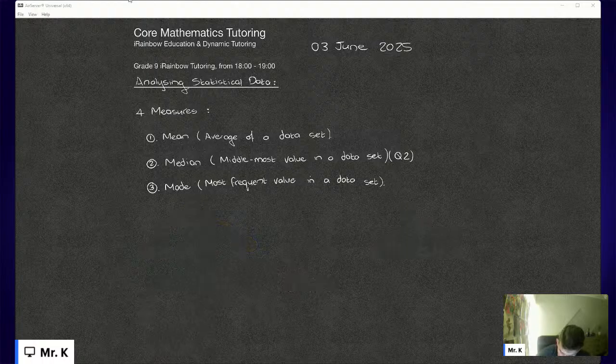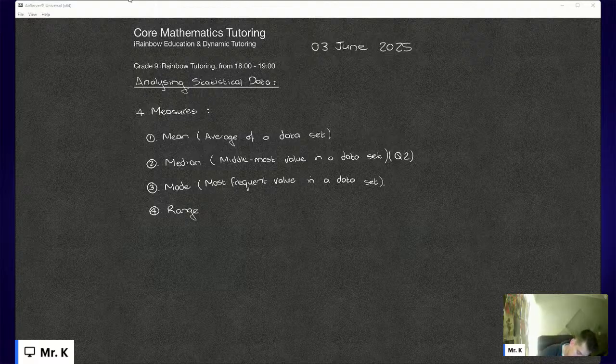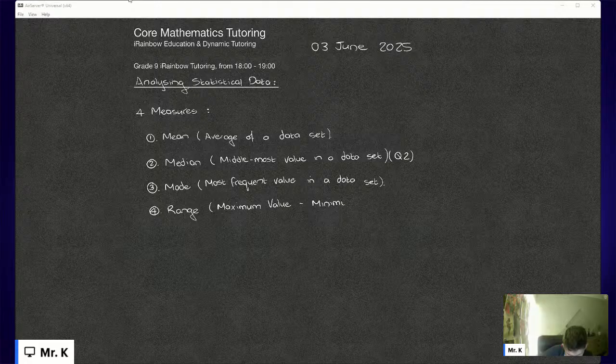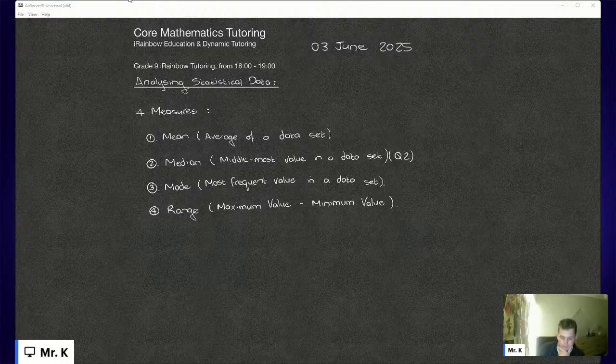And finally, the last sort of value that we want to make sure we are familiar with and capable of calculating is the range, right? Which in the context of a data set is the maximum value minus the minimum value.